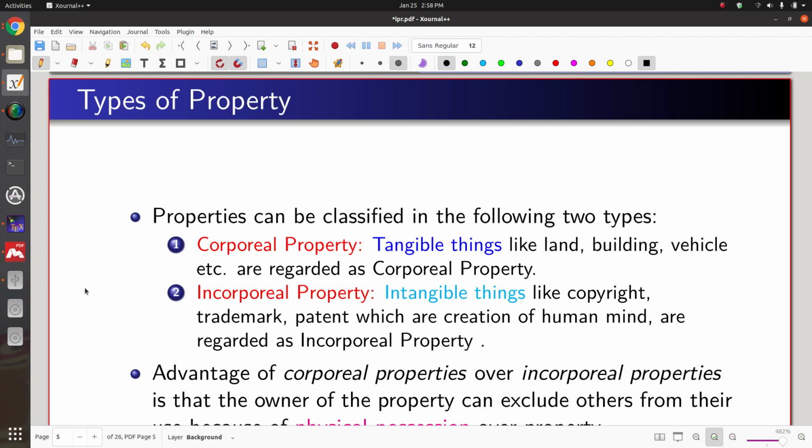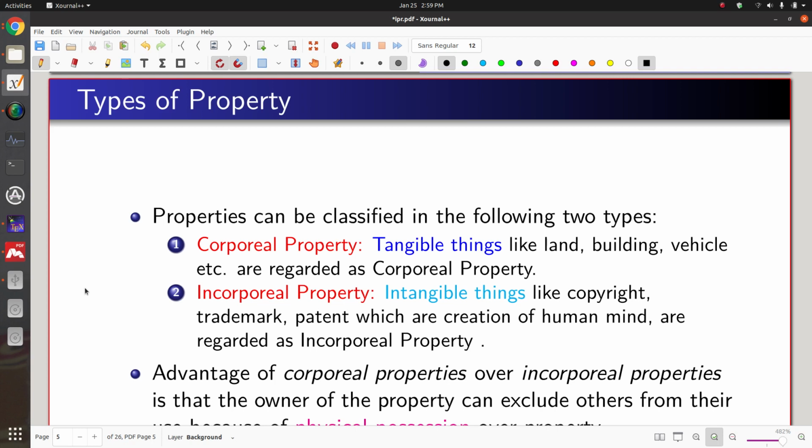बाद में later society realizes that incorporeal properties also have some role and also have some importance, and their possession also needs to be provided certain background laws to regulate their possession and their use and applications. Okay, so corporeal properties are called tangible things. Tangible things का मतलब होता है जिन्हें आप छू सकते हैं, देख सकते हैं. So like land, building, vehicle, and so on.